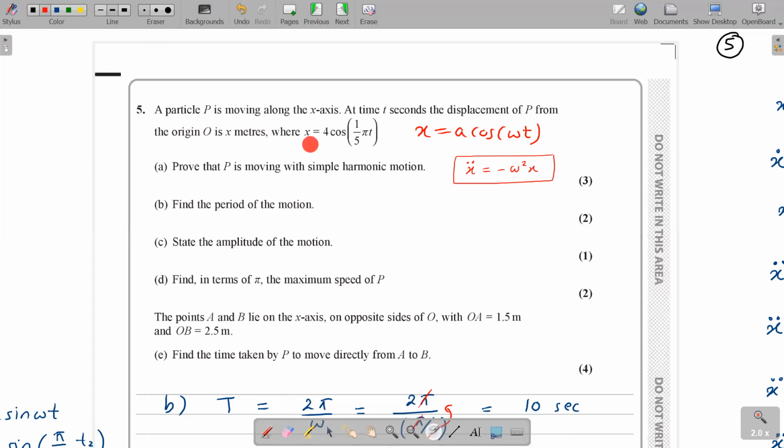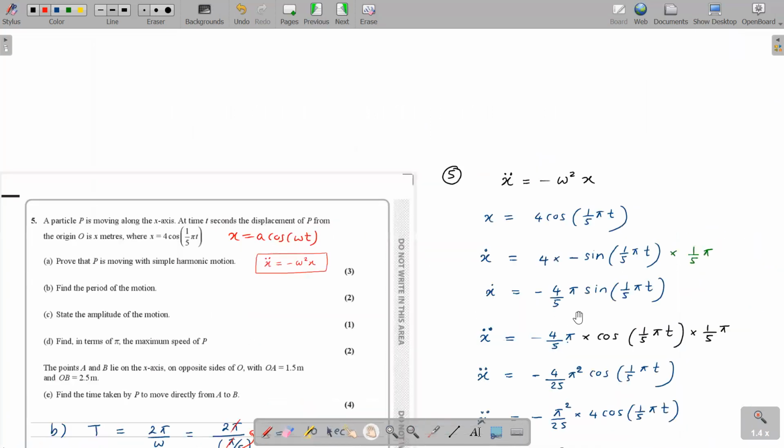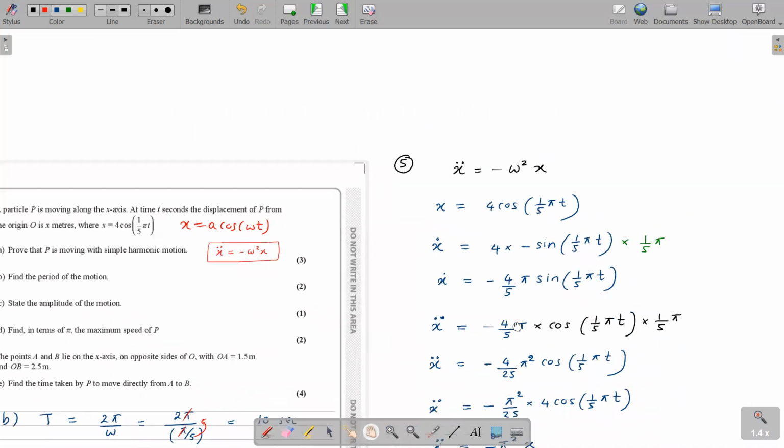So all you need to do here is they've given you the x value. All you need to do is to get x double dot. What is x double dot? That is when you differentiate x twice, right? Differentiate x once, it's x dot, and that's the velocity. And if you differentiate x twice, x double dot, that's the acceleration. Okay, so this is pretty straightforward, guys. Okay, so it's just 3 marks, and the method is really easy.